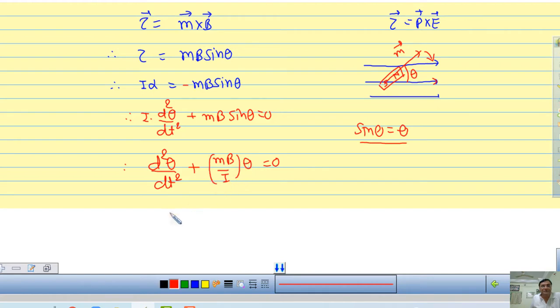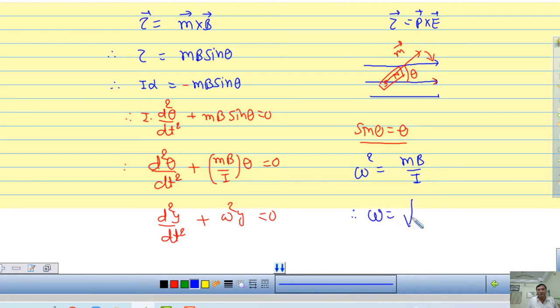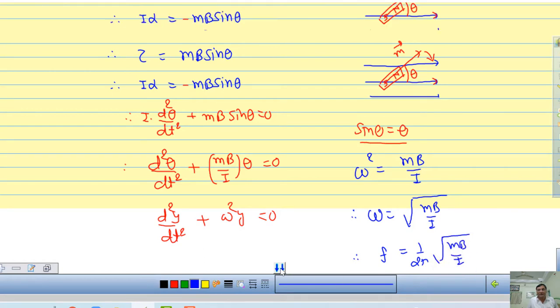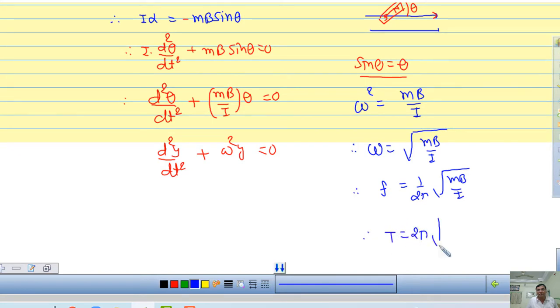You can see that this is very similar to the second order differential equation d2y by dt square plus omega square y equal to 0. You can compare this equation with the second order differential equation. This is the equation of simple harmonic motion, and the multiplier of theta is omega square, which implies omega square equals MB upon I. Therefore omega is equal to root of MB upon I, therefore f is equal to 1 upon 2 pi root of MB upon I, and therefore T is equal to 2 pi root of I upon MB.